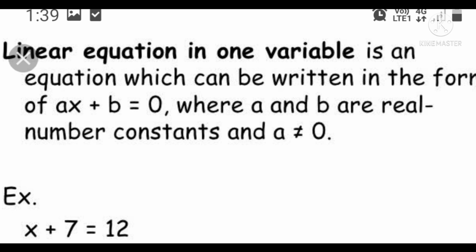Okay, children. In the next class, we will learn how to solve simple equations having the variable on one side.